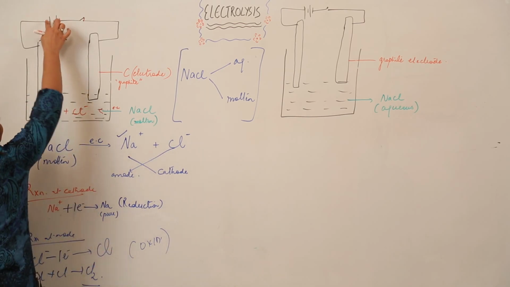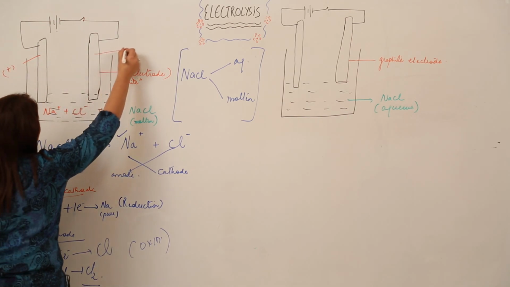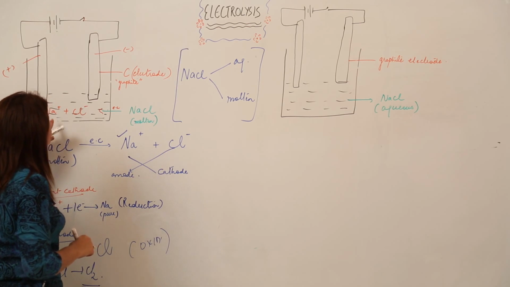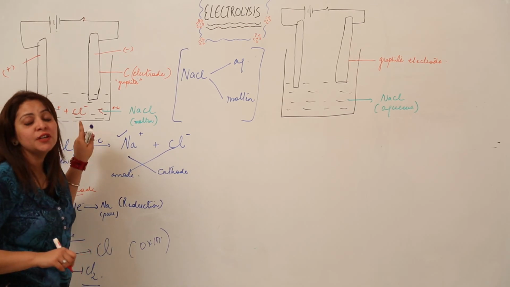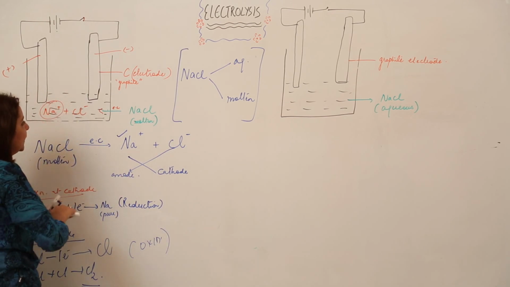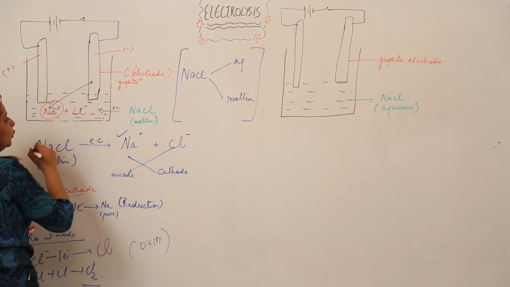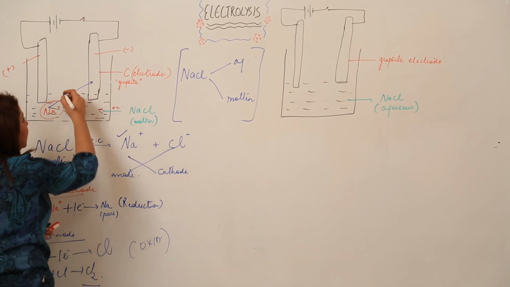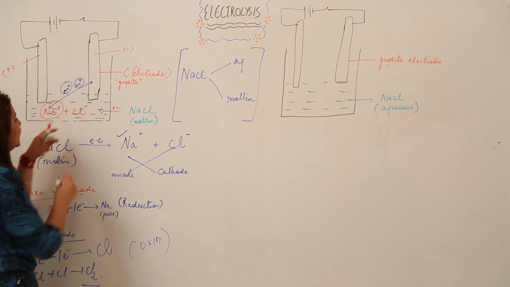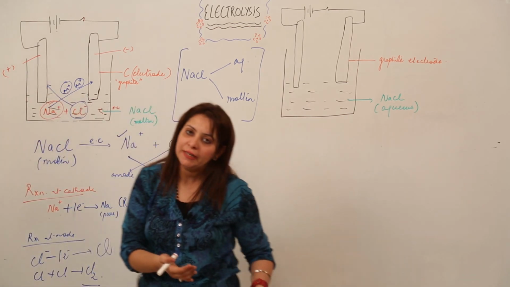We know that the electrode attached to the positive terminal is the anode and the one attached to the negative terminal is the cathode. So out of these, which ion will move to the cathode and which ion will move to the anode? It is the positively charged ion, so obviously it will go to the cathode. So all Na positive ions will rush towards the cathode, and the Cl negative ions will rush to the anode. They just move to the oppositely charged electrode.